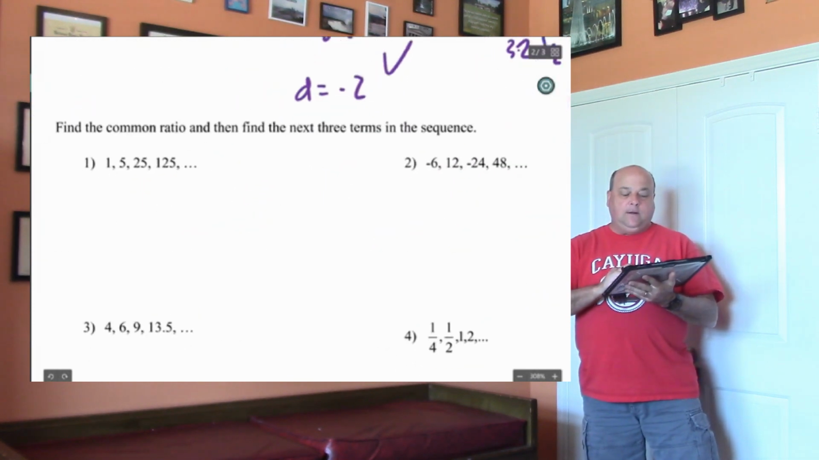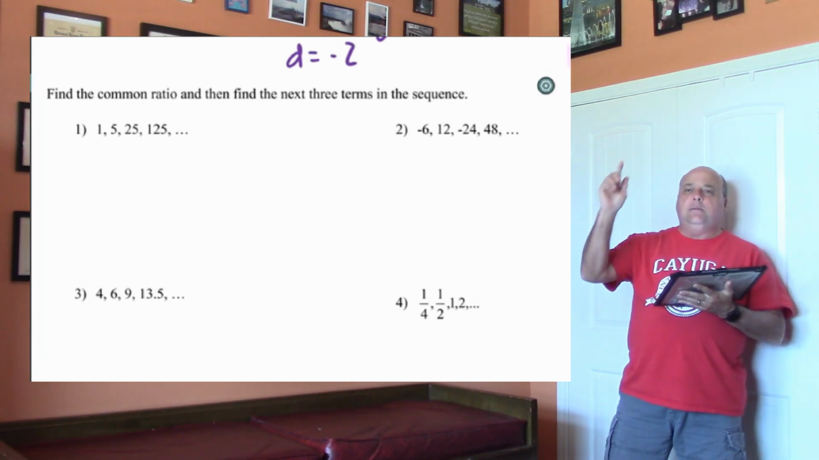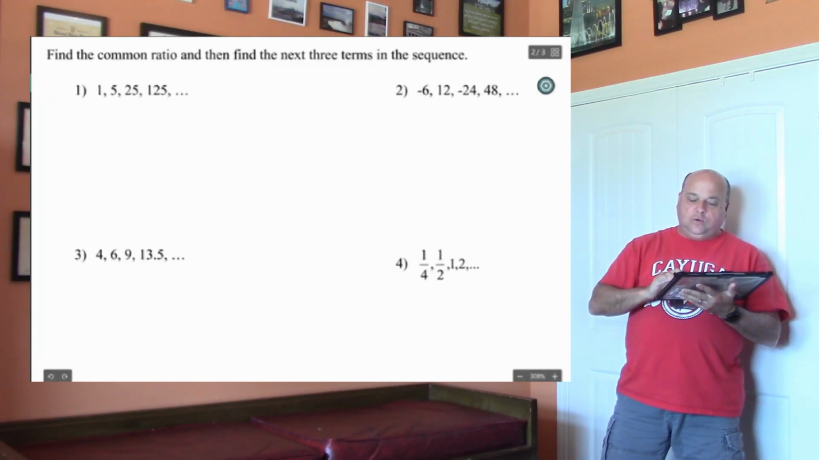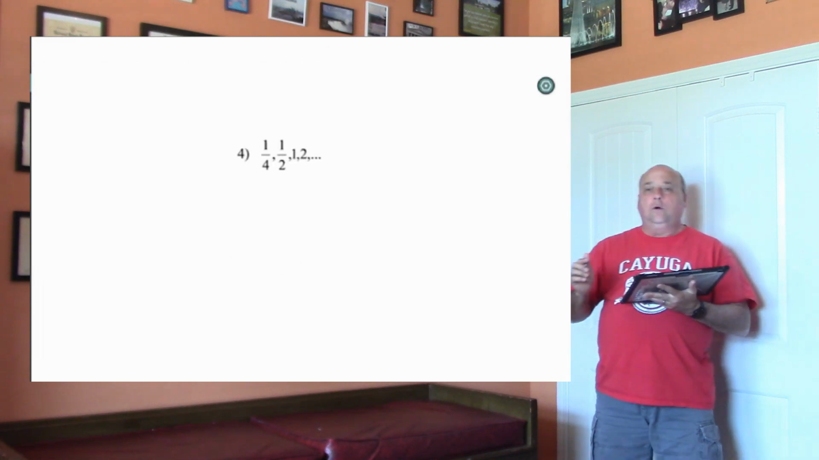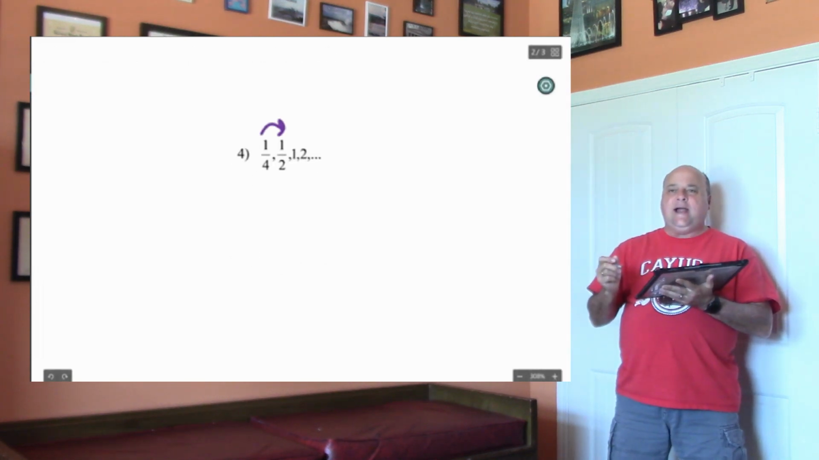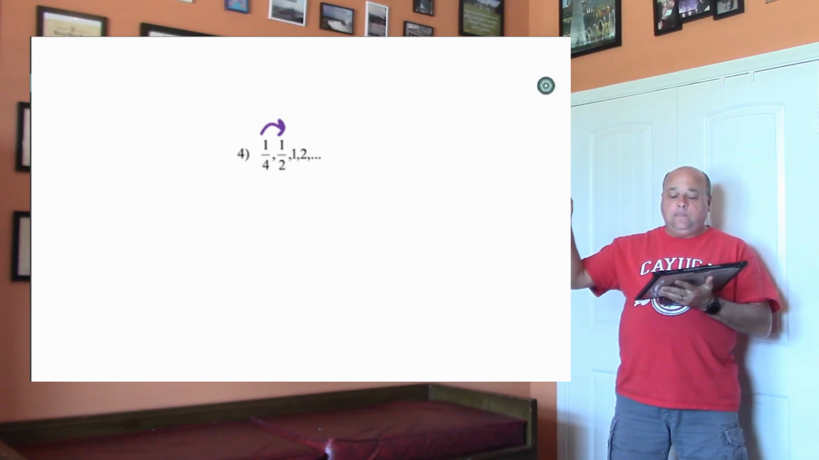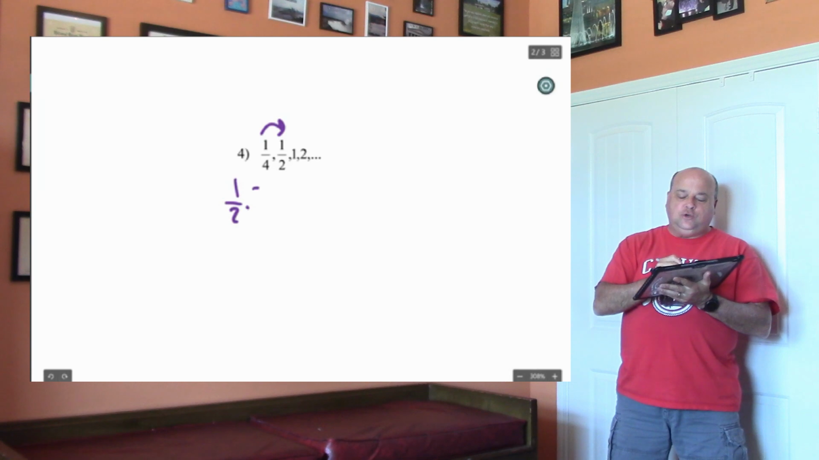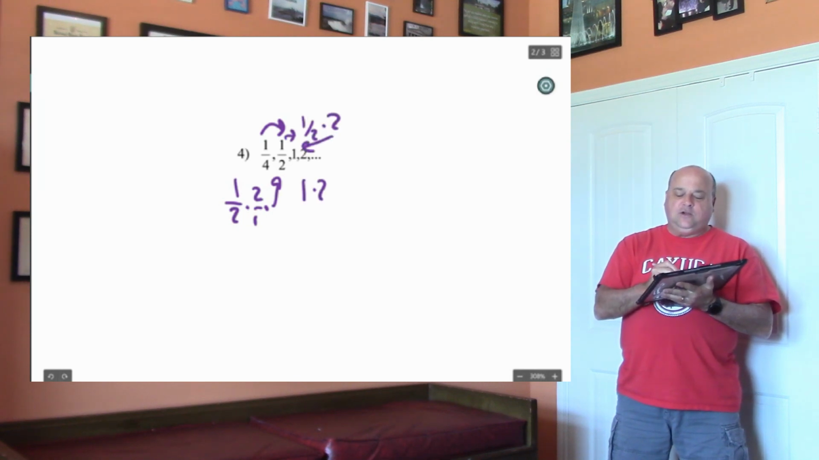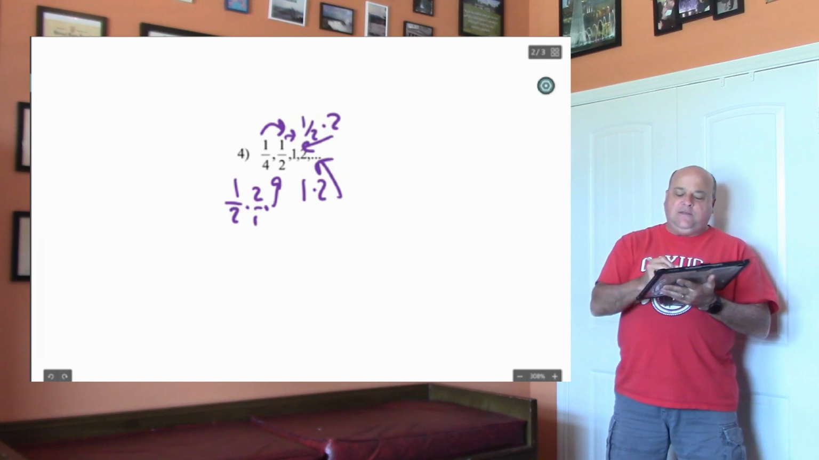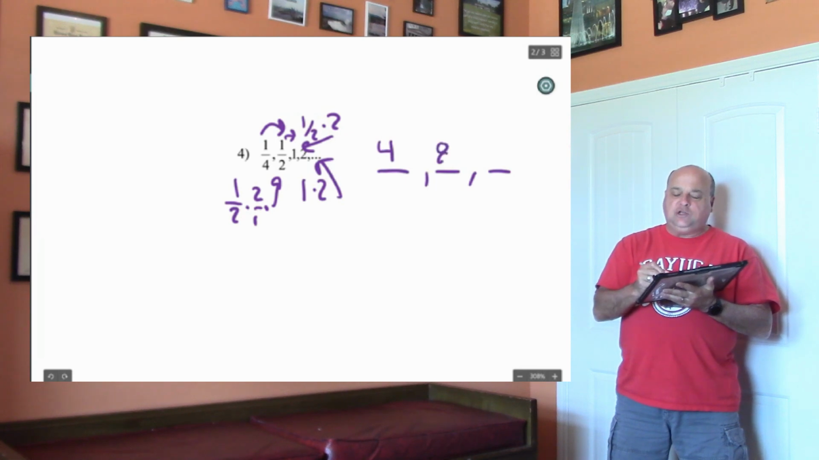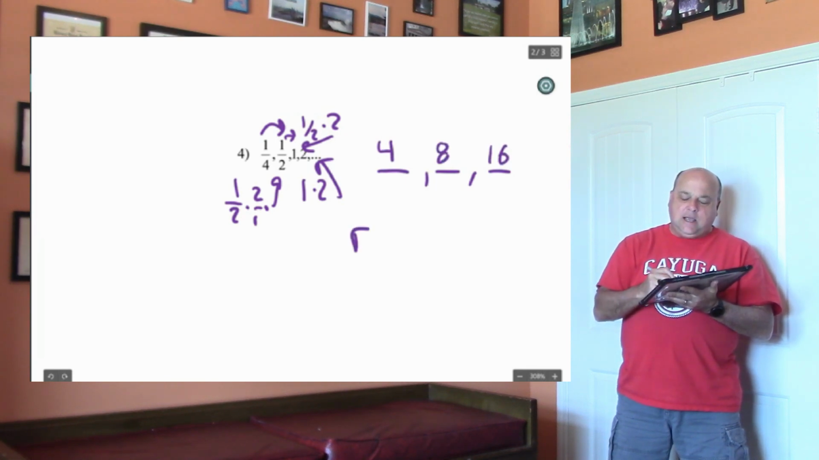Now then, let's keep going down. Find the common ratio and the next 3 terms. I'm going to do one problem for you. Let me do number 4. So from 1/4 to 1/2, it's getting bigger, okay? And it's multiplying by 2 over 1. So if I multiply by 2, I get the 1/2. If I do 1/2 times 2, I get the 1, don't I? And if I do the 1 times 2, I get the 2, don't I? Now then, the next 3 terms: 2 times 2 is 4, 4 times 2 is 8, and then 8 times 2 is 16, and put r equals, the common ratio is 2.